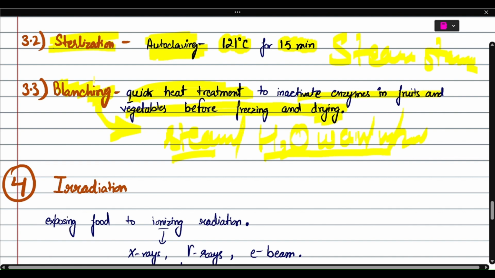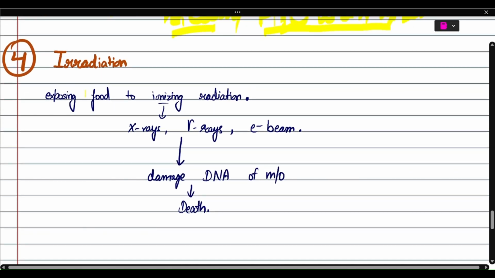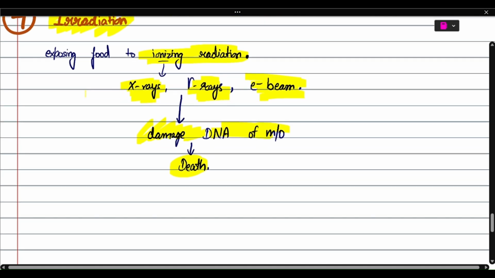The fourth will be your irradiation. Irradiation is exposing the food to ionizing radiation. Ionizing radiation can be X-rays, gamma rays, or electron beam. What they do is damage the DNA of the microorganism, leading to the death of the microorganism, and thereby no microorganisms means no food spoilage and the food is preserved.